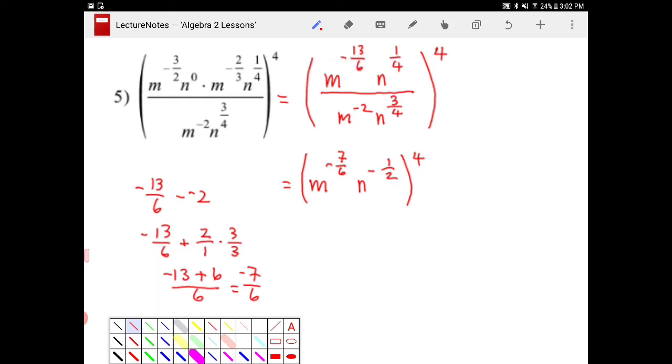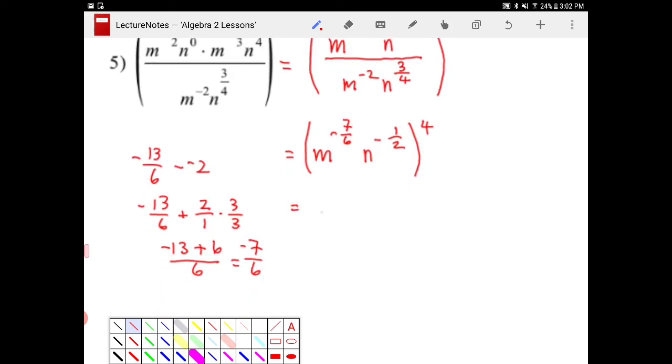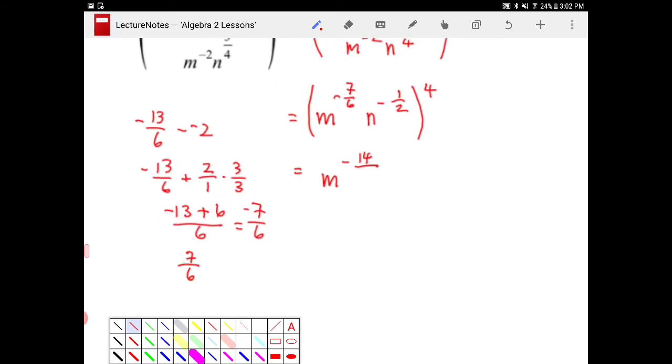Finally, I'm going to distribute the 4 through. So I have m to the negative 7/6. That becomes 14 thirds. 7/6 times 4, right, is equivalent to 14 thirds. And then n to the negative 1/2 times 4 is negative 2. So remember, no fractional exponents in the denominator. So we're going to have to clean this up.